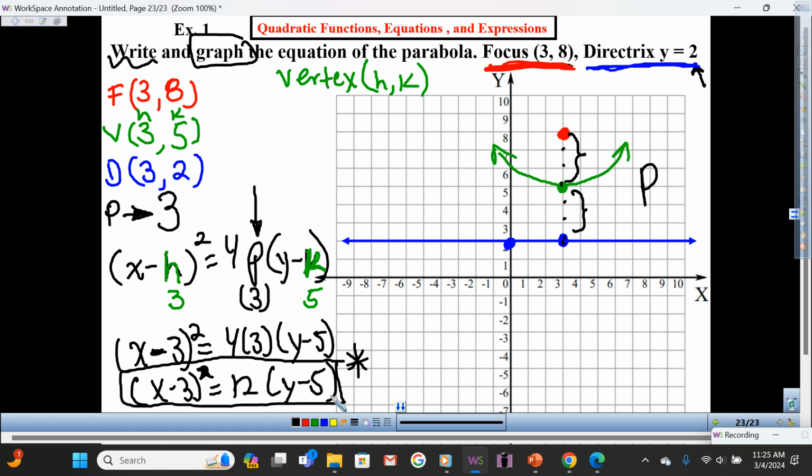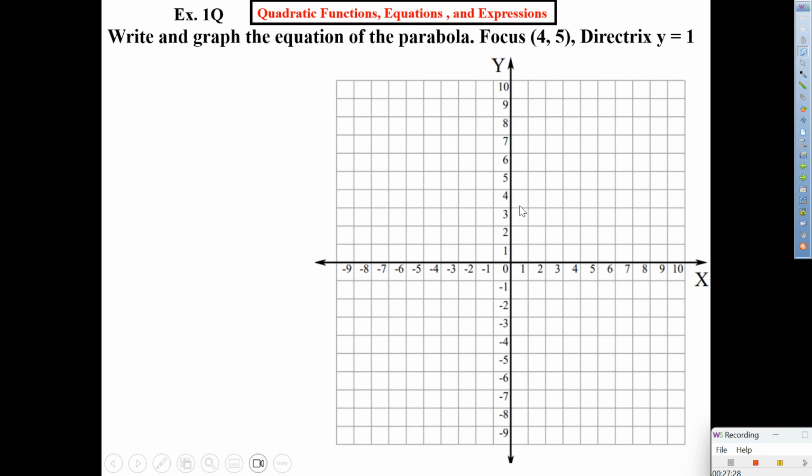All right? Let's do another one. Copy this one, please. Example 1 cube. Focus 4, 5, directrix y equals 1.